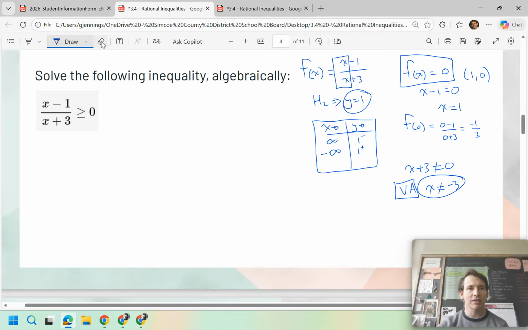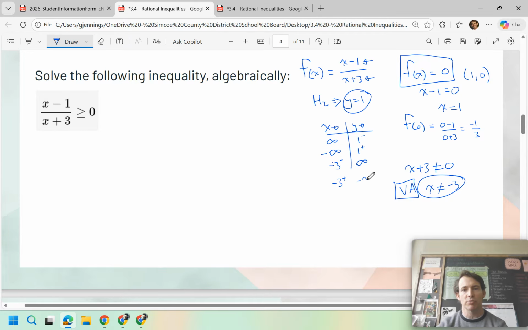And so then we might test that in our table here and just test, well, what if x was minus 3.1? As x approaches negative 3 from the negative side, if x is minus 3.1, we would have a negative divided by a negative. That's going off to positive infinity. And as x approaches negative 3 from the positive side, like negative 2.9, negative 2.9 plus 3 is a positive number, but we're dividing a negative number, so it's very, very negative and large, and so this would be negative infinity.